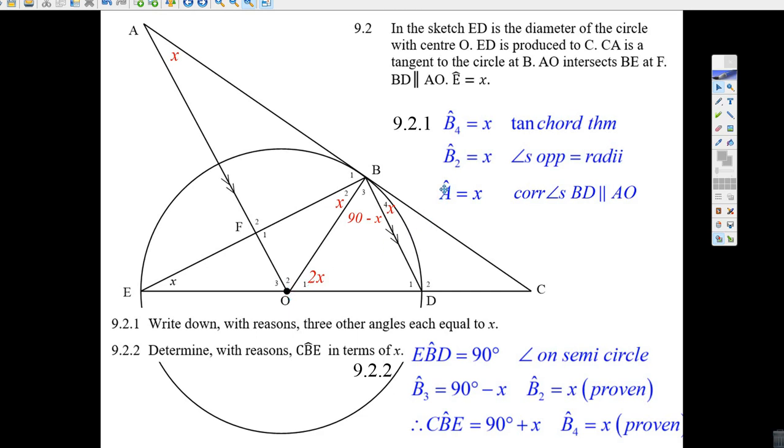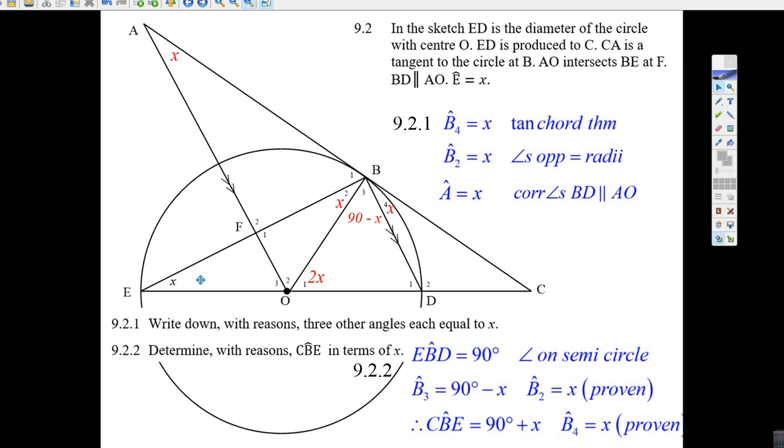Okay, let's just start off here. The first question: write down with reasons 3 other angles which equal X. The first one I went with is B4 here is X. This is a tangent. This is an angle between a tangent and a chord. If this is X, B4 is X, because the angle between a tangent and a chord is equal to the angle in this alternate part of the triangle here up at the top, X. Now B2 must be X because these two are radii. Angles opposite equal radii, so B2 is X.